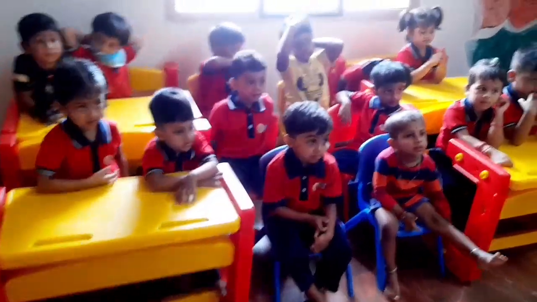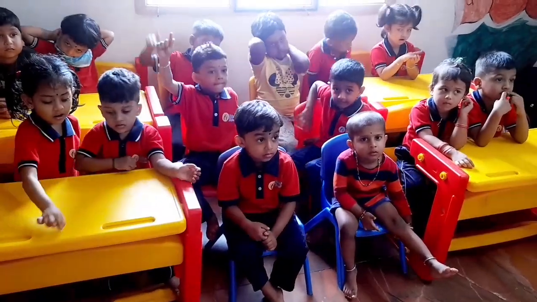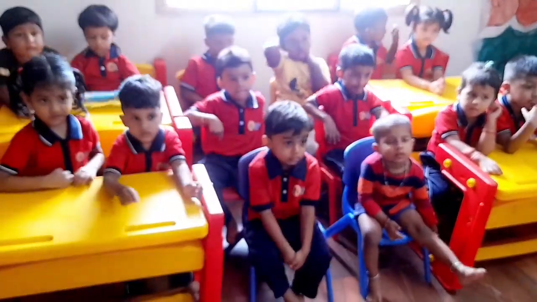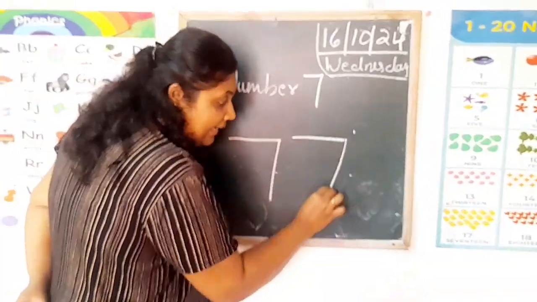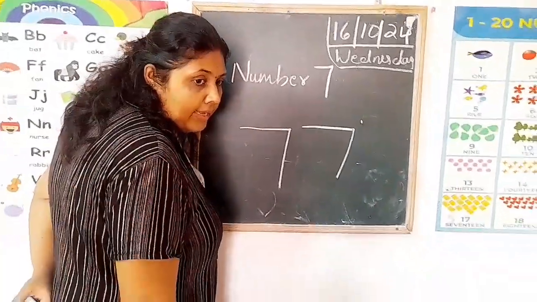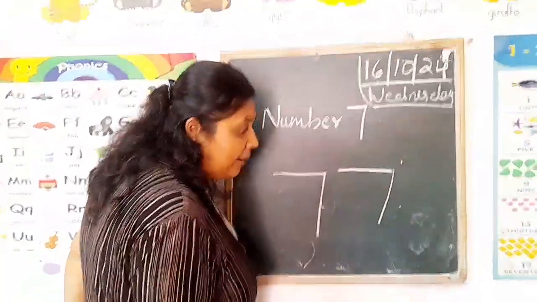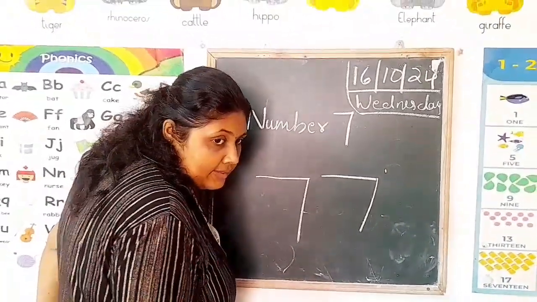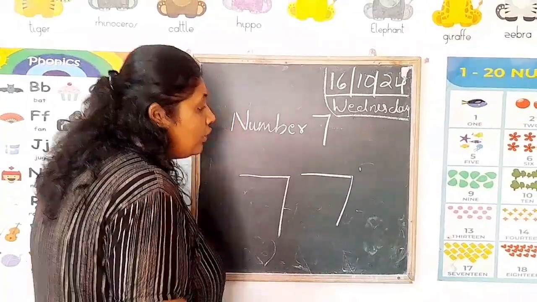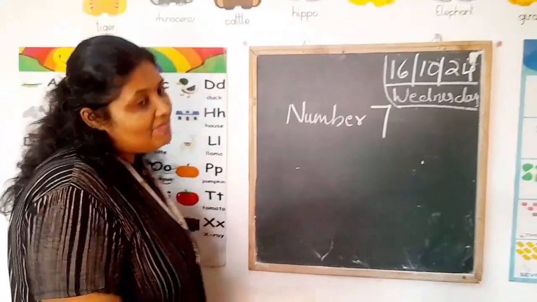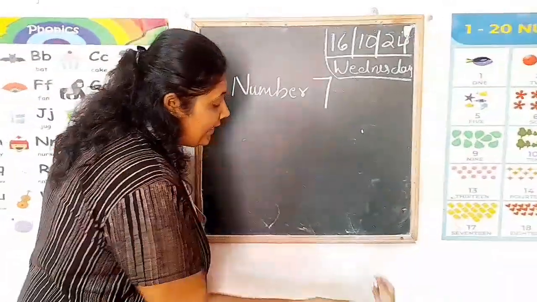7. How to write number 7? Pronounce it properly. First, you have to do a slanting line. Okay? Yes. This is number 7. How to write number 7? Rajashree, write number 7, children. Rajashree, show me how to write 7.